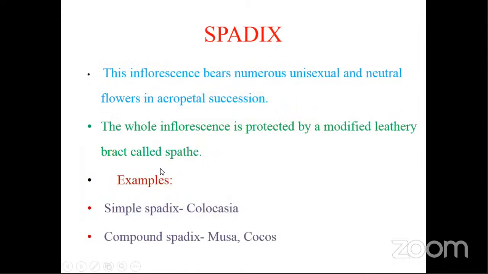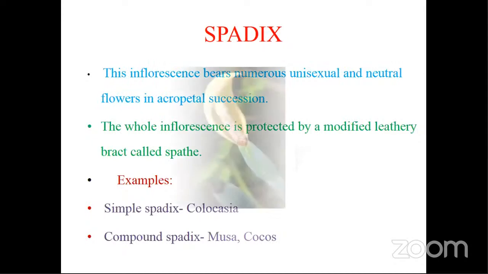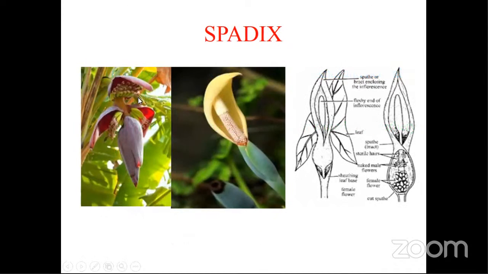In spadix type of inflorescence, one main feature is the presence of spathe. Spathe is a modified leathery bract. A big bract we will see. In all these inflorescences, we will see a bract. The bract is a big leathery structure. We will see it very clearly in coconut and Musa. Musa is banana. You can see this is banana.